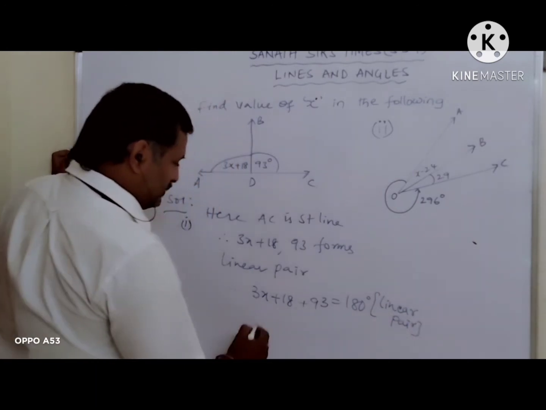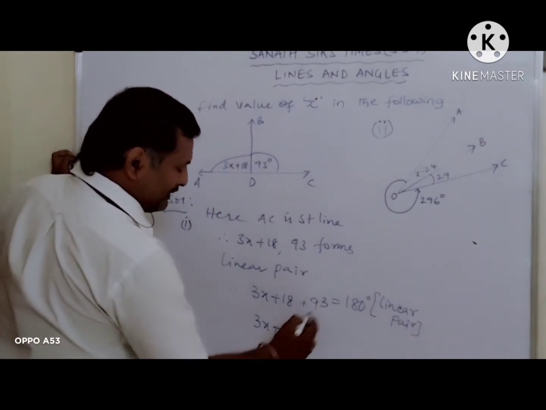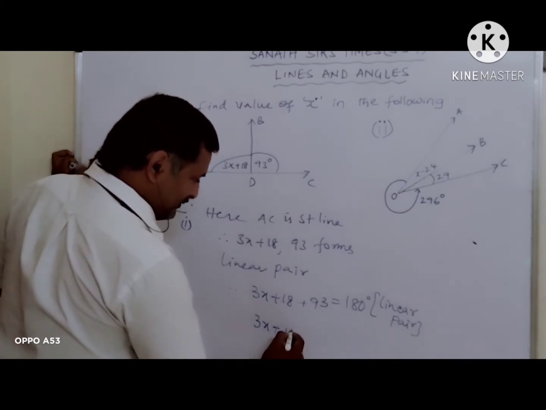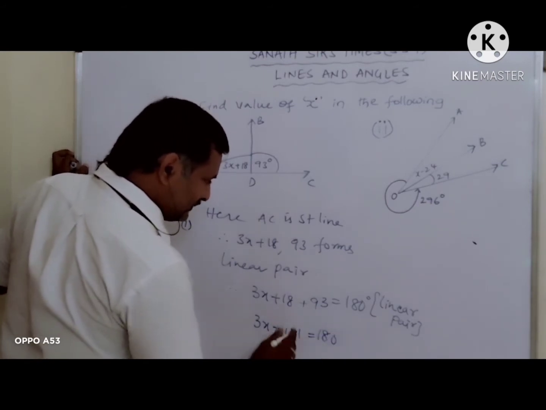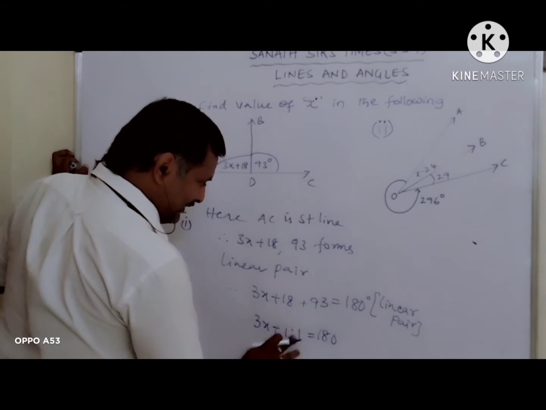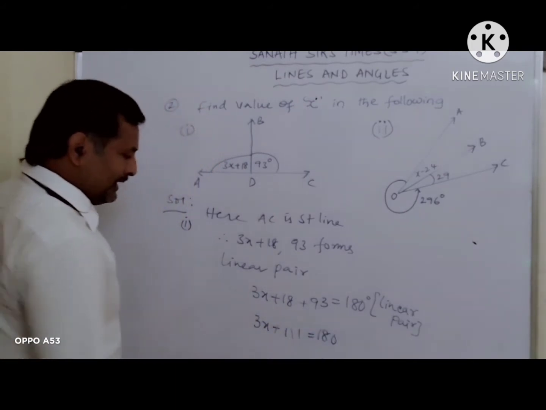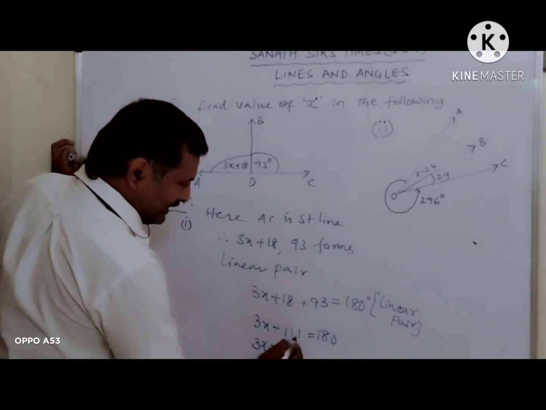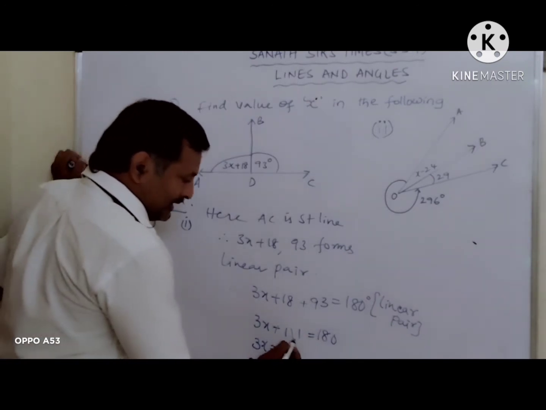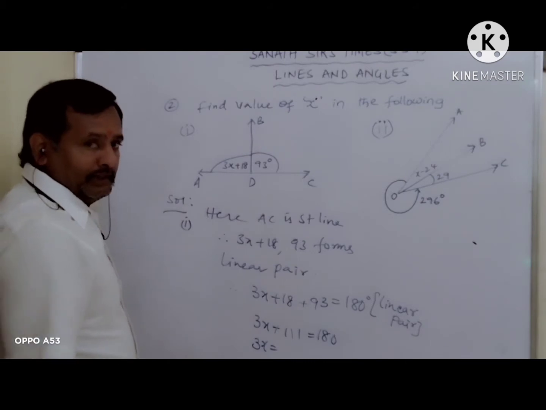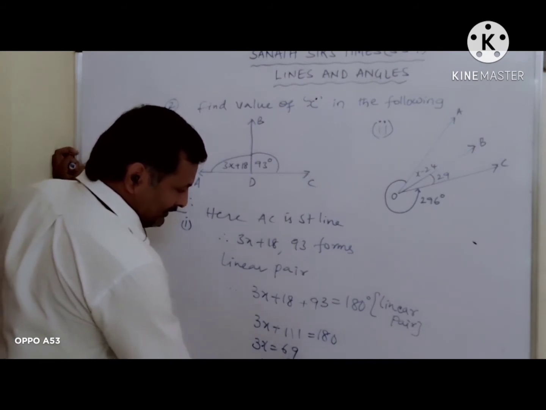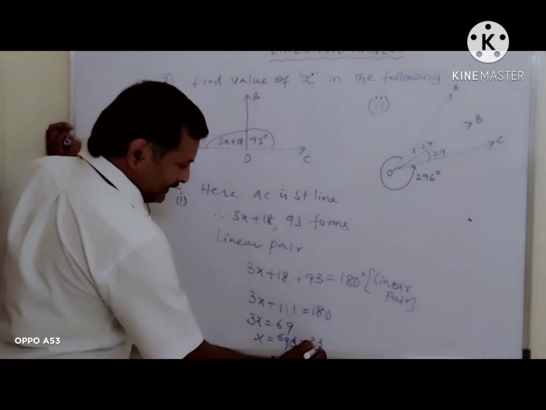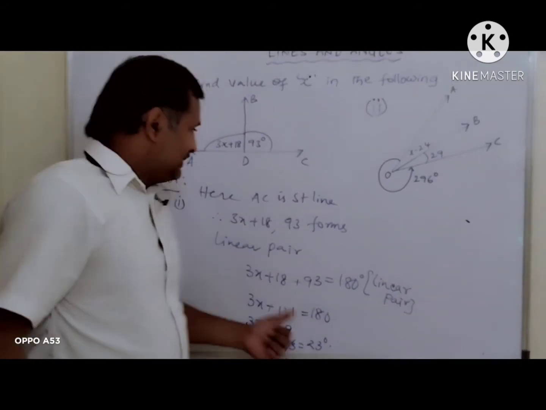So 3x plus 18 plus 93, that is 111, is equal to 180 degrees. So 3x is equal to 180 minus 111. Now what is 180 minus 111? 69. So x is equal to 69 divided by 3, that is 23 degrees. So this is about the first part of question number 2.